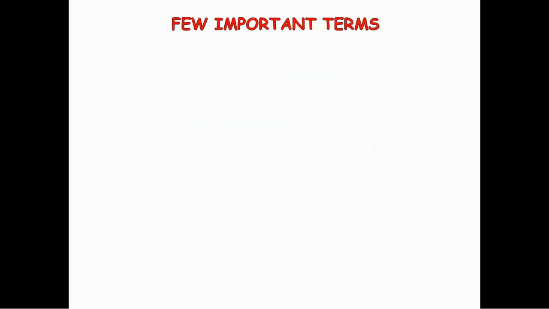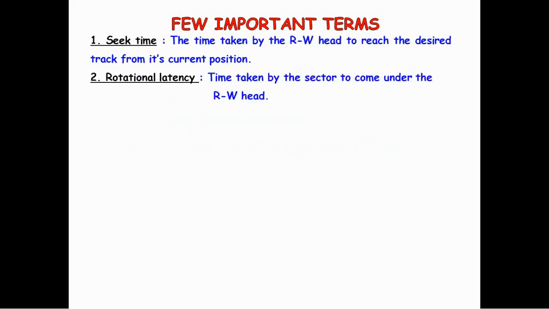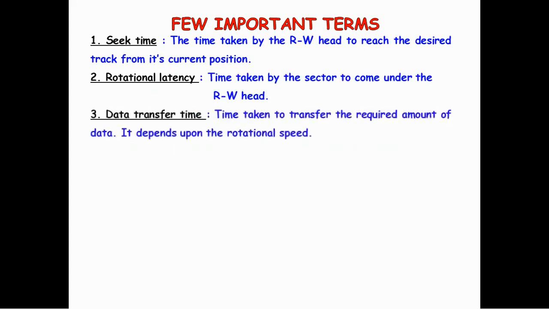Let us see a few important terms. Seek time is the time taken by the read-write head to reach the desired track from its current position. Rotational latency is the time taken by the sector to come under the read-write head. Data transfer time is the time taken to transfer the required amount of data, and it depends upon the rotational speed. Controller time is the processing time taken by the controller.